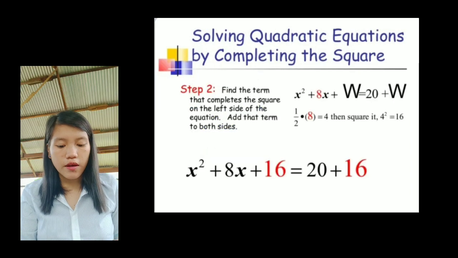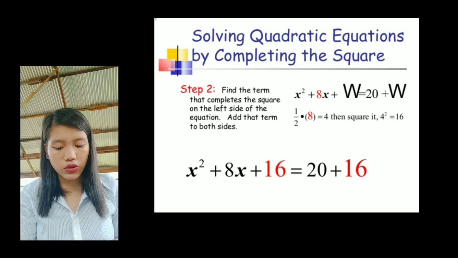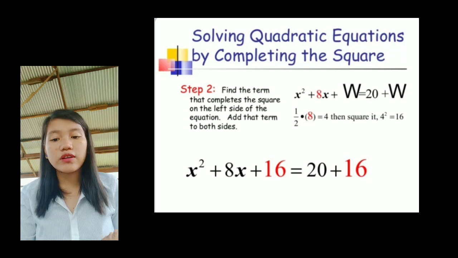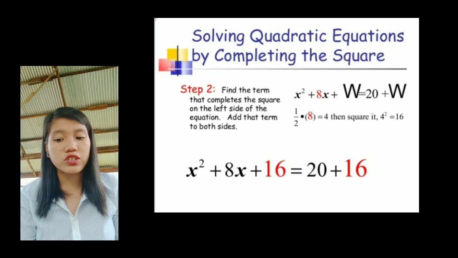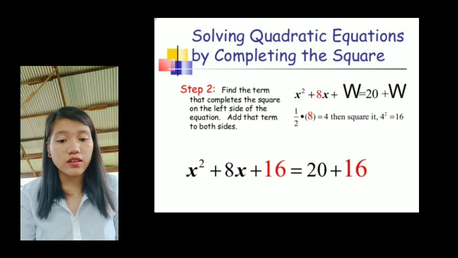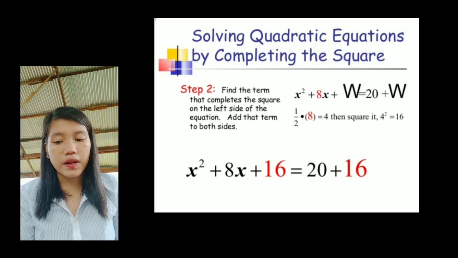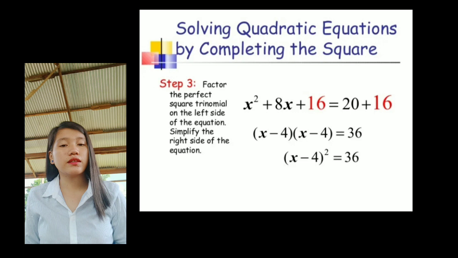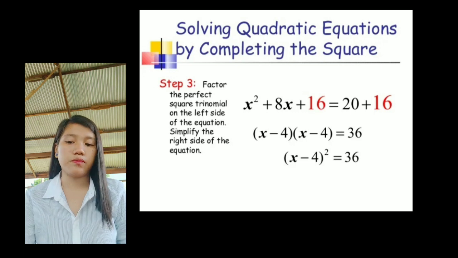Step 2: Find the term that completes the square on the left side of the equation. Add that term to both sides. So we only need to divide the coefficient, which is 8, by 2 and square the answer, which turns out to be 16. As you can see in the example above, after solving for the square, we need to add it to both sides. So it becomes x squared plus 8x plus 16 is equal to 20 plus 16.